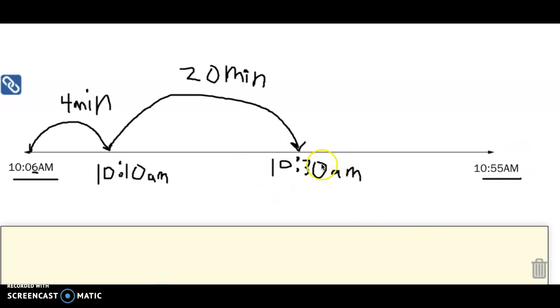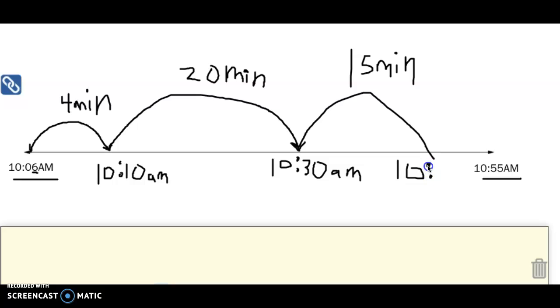If you know what to add to 30 to get to 55, go ahead and add it. But I'm going to say another hop is 10:45 because that's at the 9. That's another good even number to go to. So I'm going to hop 15 minutes, because I know 15 plus 30 gets me to 10:45.